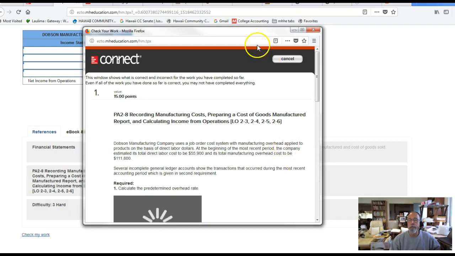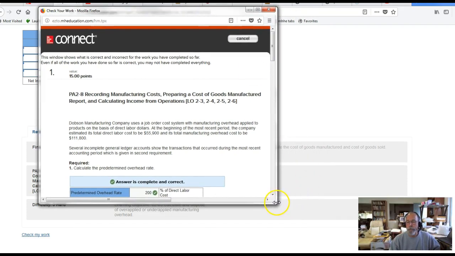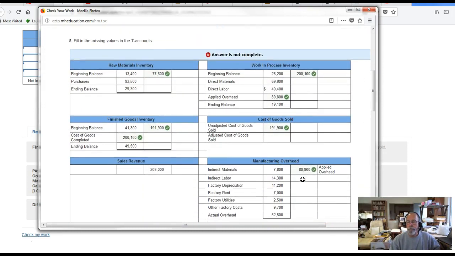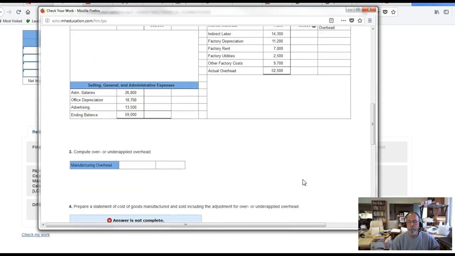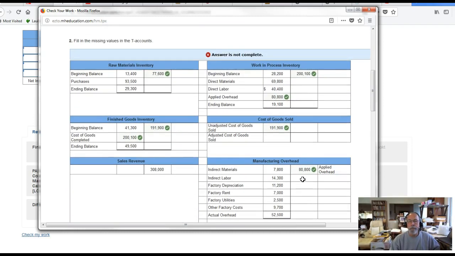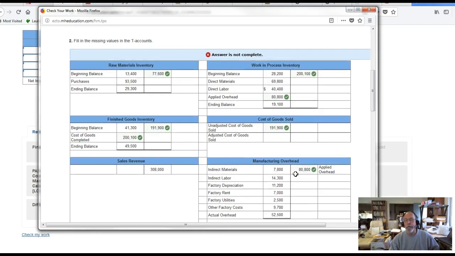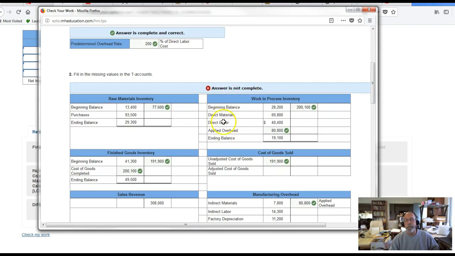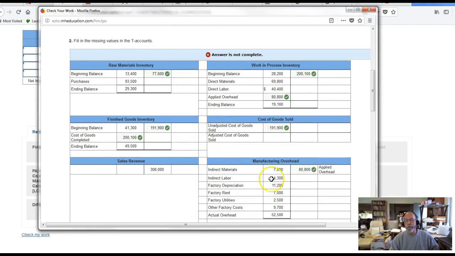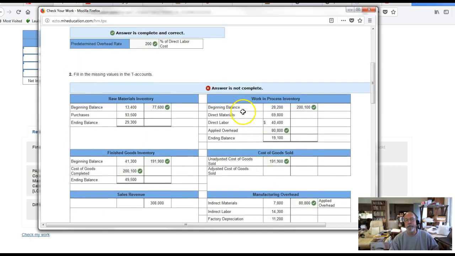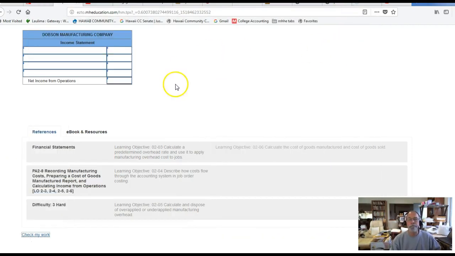Make sure we're still okay. And you know what we're looking for all the way through is the green check marks. When we see the red X, that's what tells us that we have an error. And as you can see up here, answer is not complete. What we have here so far is all correct, but there's still some other values that need to be entered. Therefore, the answer in total is incomplete. Okay.